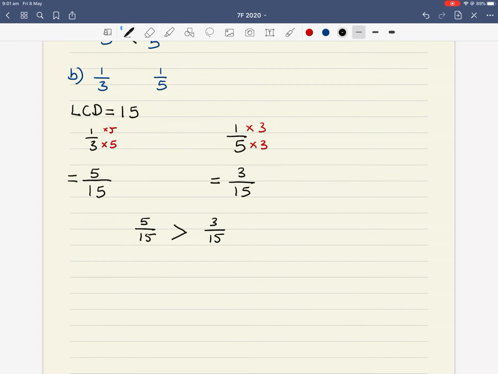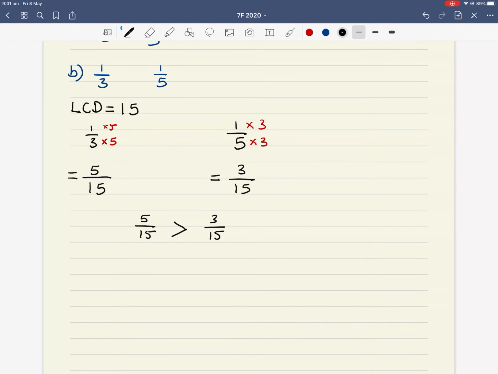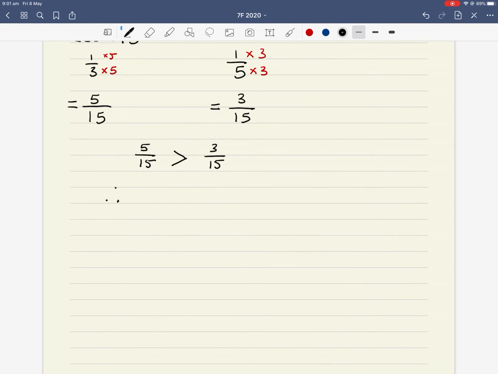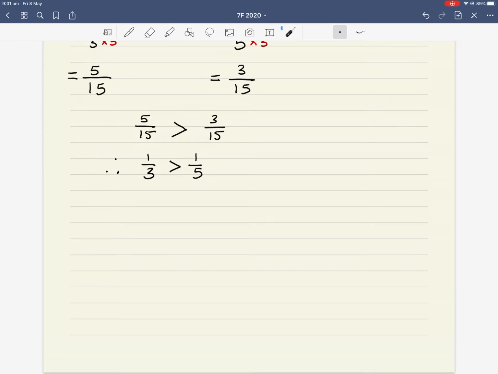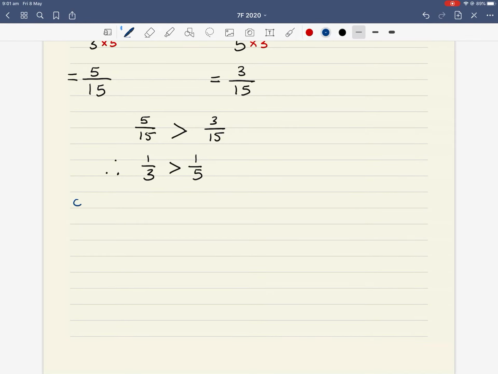Now, don't forget, you must always write your final answer in the original form. Our question did not start off with 5 over 15. Our question started off with 1/3 and 1/5. So therefore, our final answer is 1/3 is bigger than 1/5, because 5 over 15 was the same as 1/3, because we did the equivalent fraction conversion, and 3/15 is the same as 1/5. So you must always write your answer in the original form, the original fractions, otherwise you will lose half a mark. Let's do 2 more examples.